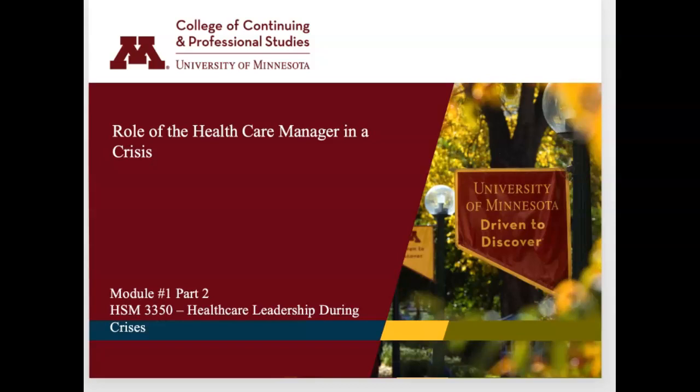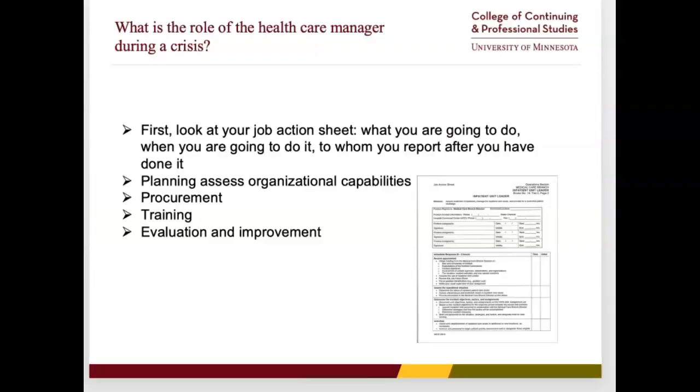Hello again. We are still in Module 1, and we are looking at Part 2, continuing our conversation about the role of the healthcare manager in a crisis. This time, we're going to look at what we call a job action sheet. It's planning for the unknown potential disaster that begins with an assessment of what you might be needing.